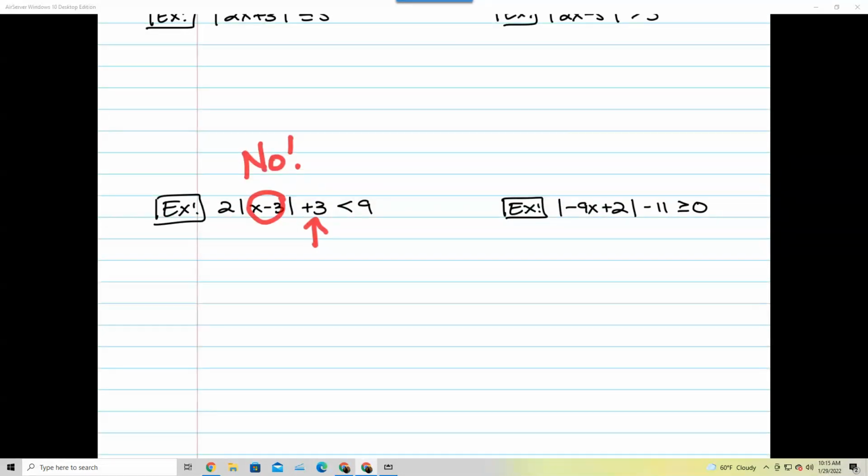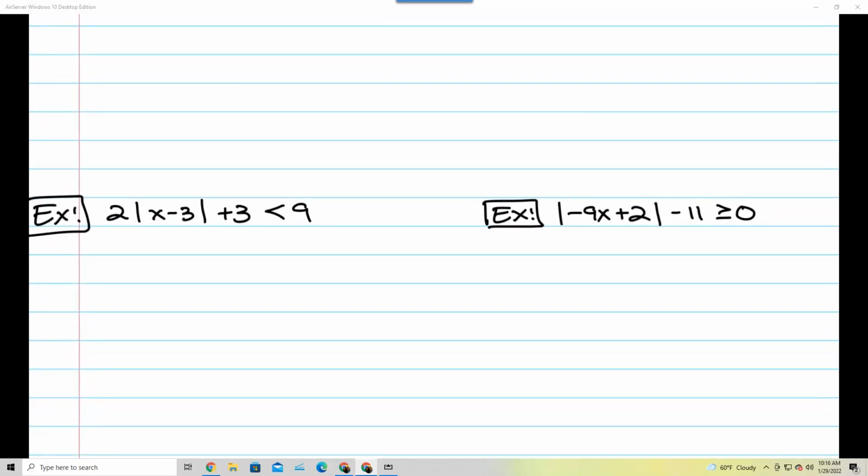I cannot get started on this problem until I isolate the absolute value. I got this extra plus 3 and I got this extra 2 out here. So before I even start this problem, I need to isolate the absolute value. And then when I look at this one over here, is this one isolated? Nope, I got the absolute value of something minus 11. Before I start this problem, I need to get rid of that minus 11. Then I can go ahead and get started with the problem.